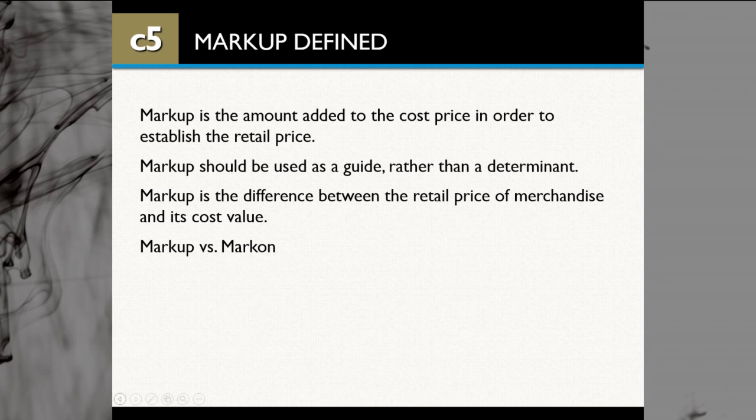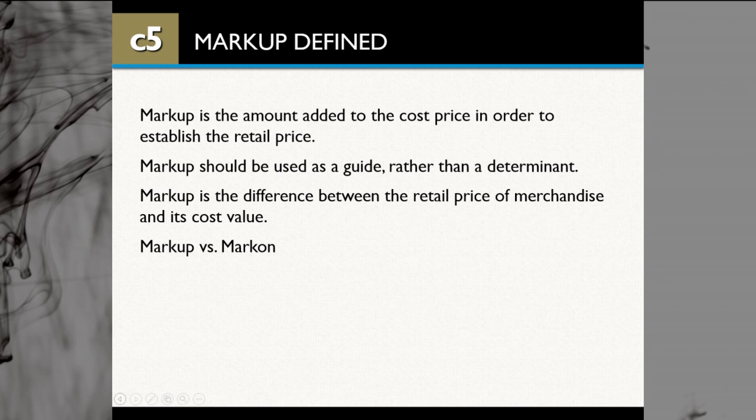So you have to add some amount to this cost price. Then this added amount is called markup. Markup should be used as a guide rather than the determinant. That means your initial markup or your planned markup can be really flexible, because your situation, your sales from last year, or many different reasons can change your markup. So use that as a guide rather than a determinant. Markup is the difference between the retail price of merchandise and its cost value. So if you know the retail price and the cost, you can calculate the markup: retail minus cost, this added amount, is the markup.